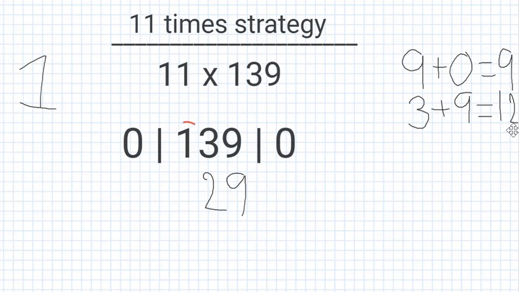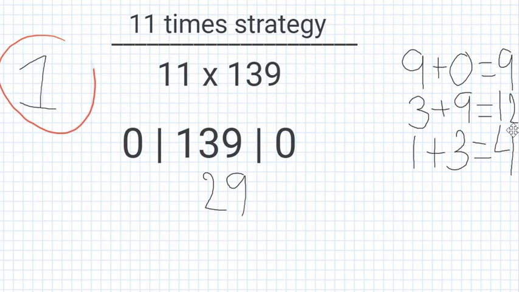So our next number is 1, and 1 plus 3 is 4. But we have this 1 from before. So instead of just adding it normally, we are going to take this 1 and add it to this 1, which gives us 2. So instead of just adding 1 plus 3, we're going to add 2 plus 3. And 2 plus 3 is 5. And then we are going to write that down.